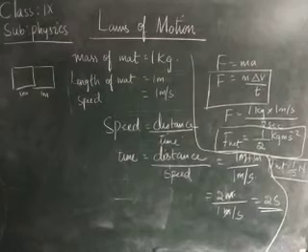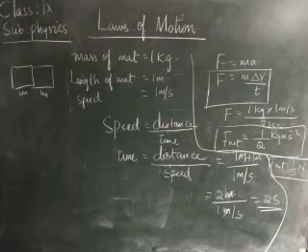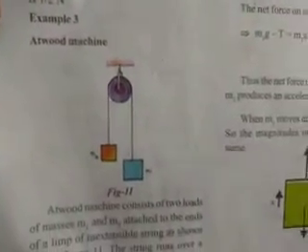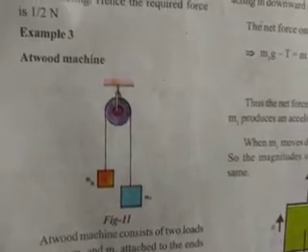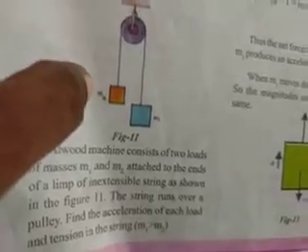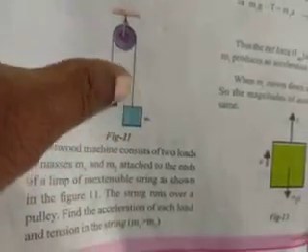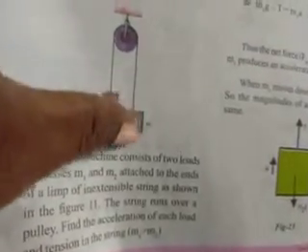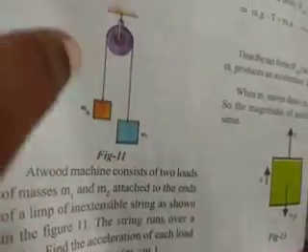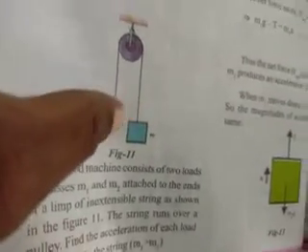Okay, next one more problem, children. Here one more problem is given. It is given as the Atwood machine. In the Atwood machine, a mass is applied here. Here we have mass m1, here m2. Mass m1 is applied on this object, and here this is the mass m2.